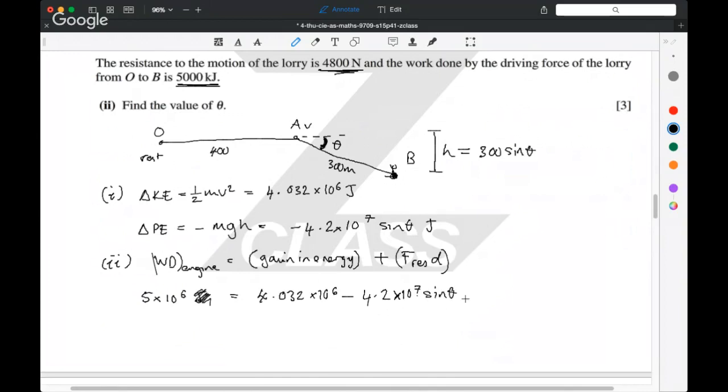Sine theta, probably. Then you have plus the resistance to motion times distance, which is 4.8 times 10 to the 3 newtons times 400 plus 300 meters, giving 3.36 times 10 to the 6 joules. So you can see the only non-number here is sine of theta, and you can easily solve to see that theta is really small, about 3.3 degrees. So, conservation of energy.